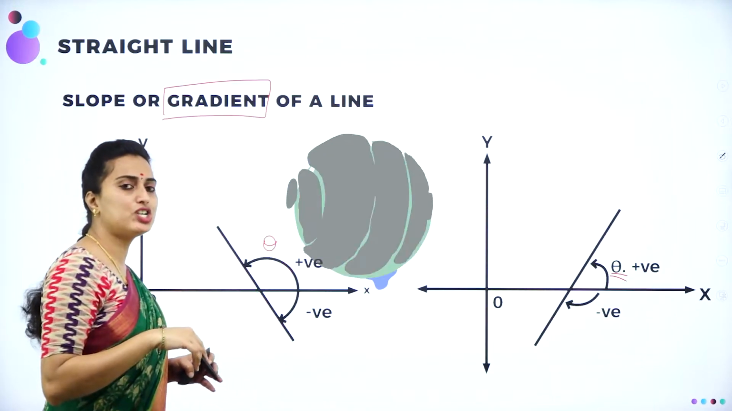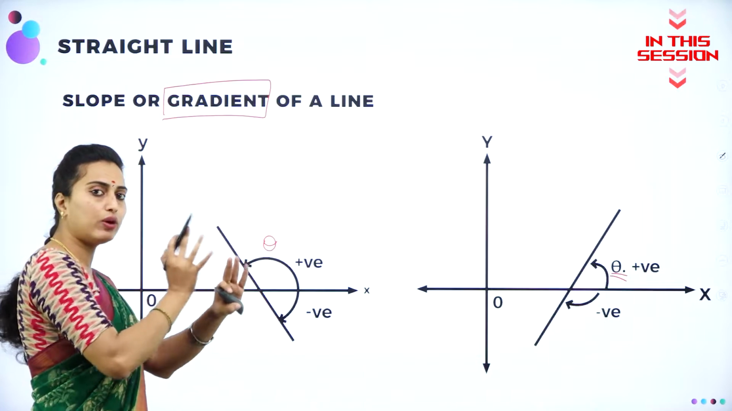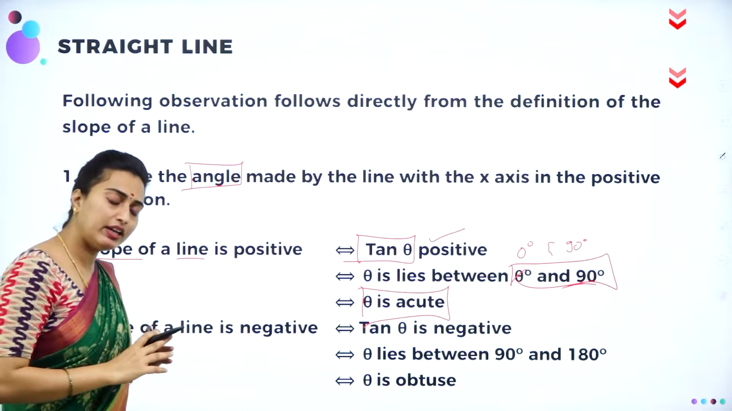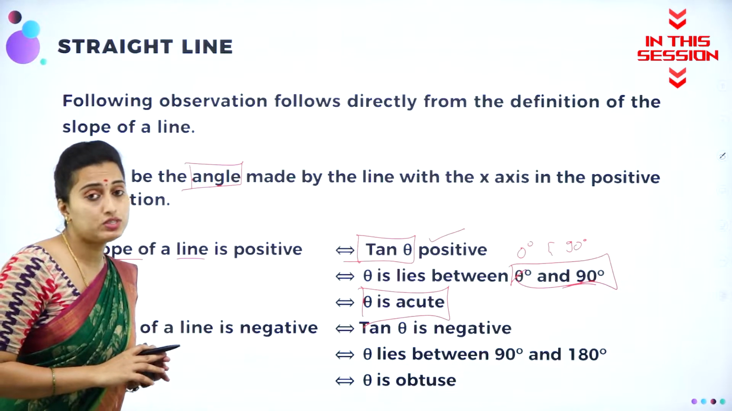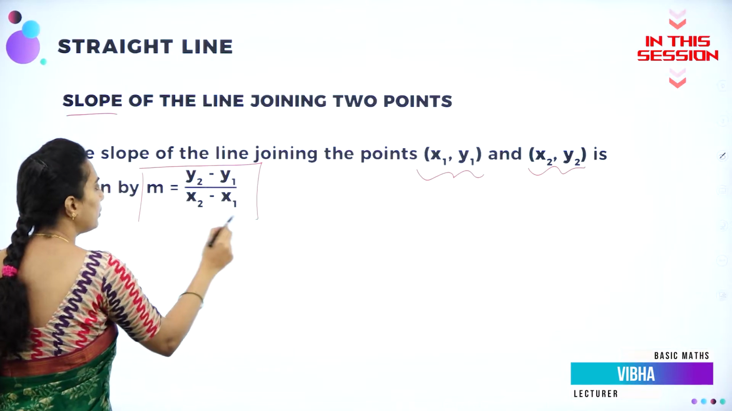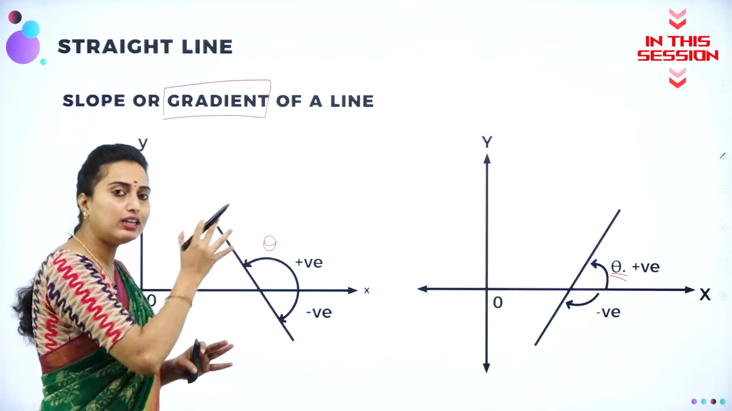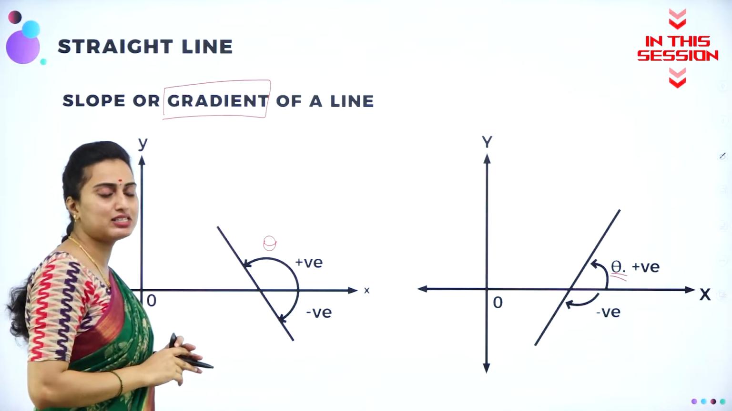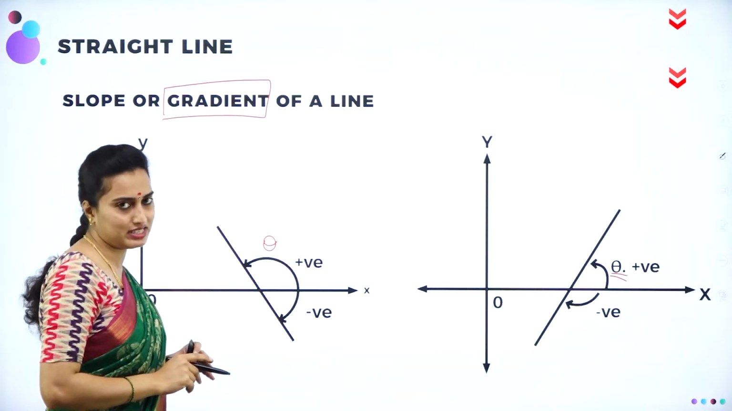We are going to measure this angle either in the anti-clockwise direction or in the clockwise direction. If theta lies between 90 to 180 degrees, then theta is known as an obtuse angle. Slope of a line joining 2 points is given by m is equal to (y2 minus y1) divided by (x2 minus x1). Anti-clockwise direction is always taken as positive and clockwise direction is always taken as negative.